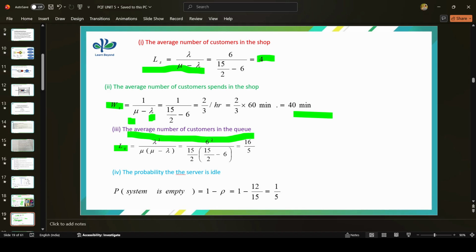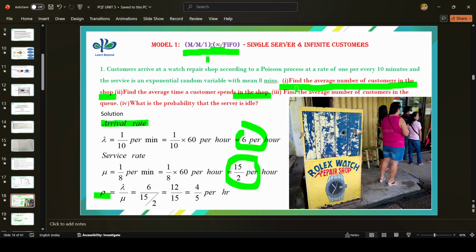So here they have asked four points: find the average number of customers in the shop, the average time a customer spends in the shop, the average number of customers in the queue, and the probability that the server is idle. For all these we need lambda, mu and rho. If you know these three, the problem is easily solved. The average number of customers in the shop is LS and in the queue is LQ. When speaking about waiting time, we can use the notation WS or WQ. Clear?